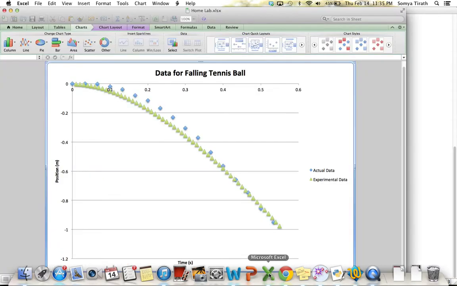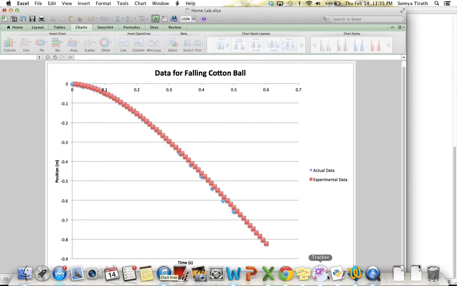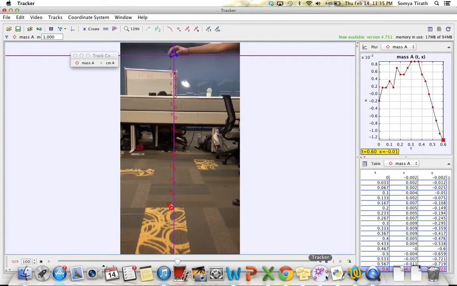So this was also determined by observing how close the graphs were of the actual data and the experimental data. As you can see here, they were very close, which means that the constant of proportionality is accurate for this model.